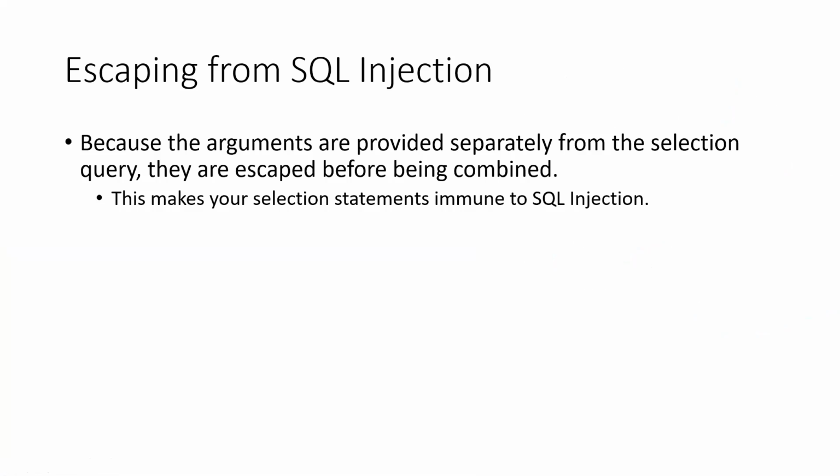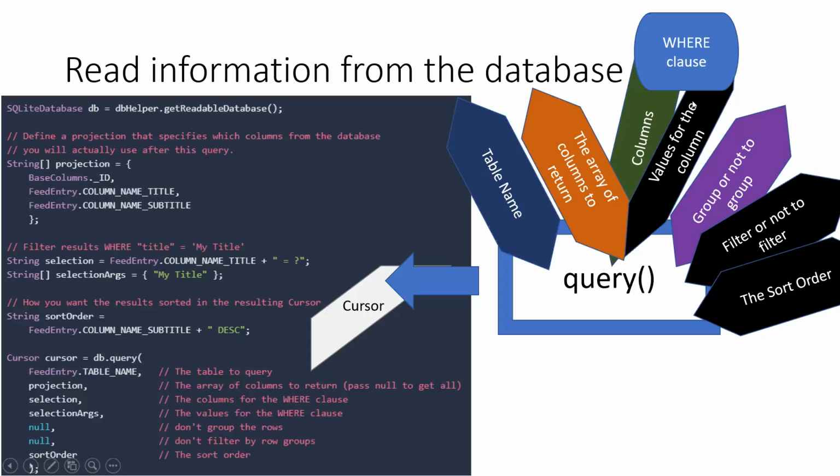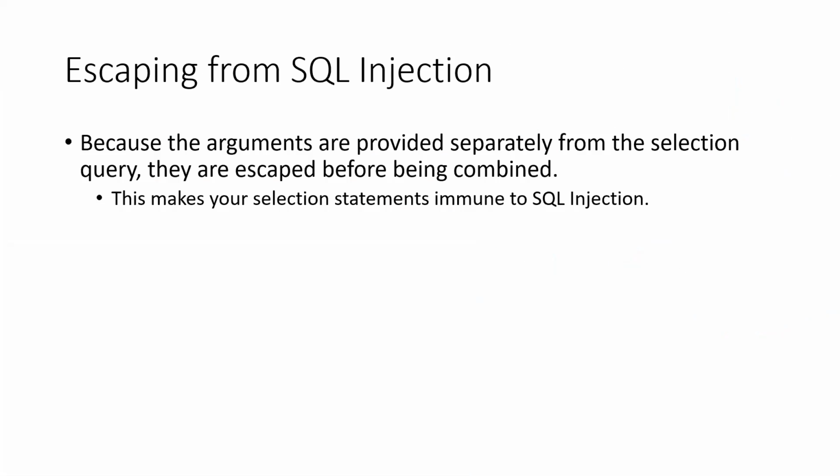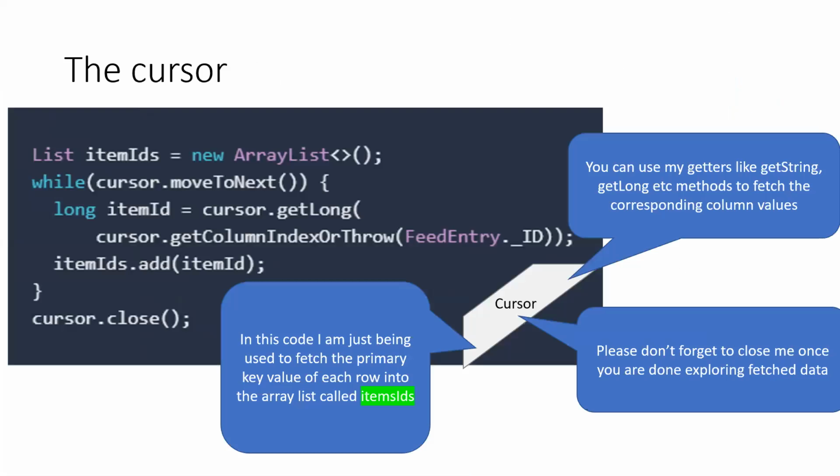Though internally the columns and the values are combined, before being combined they are escaped. This makes your selection statements immune to SQL injection. We'll be talking about SQL injection in some other lecture; at this moment we're not going to talk about this. Cursor. So let's talk about cursor.